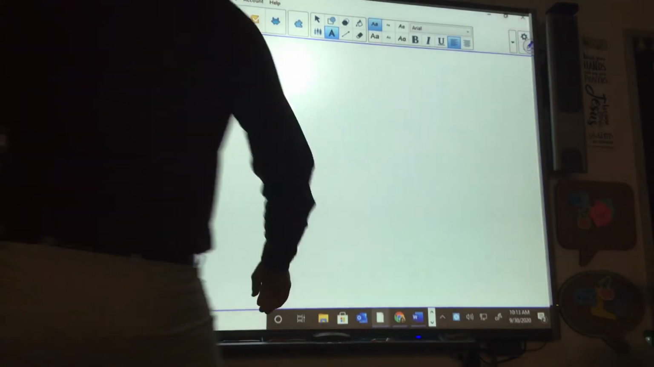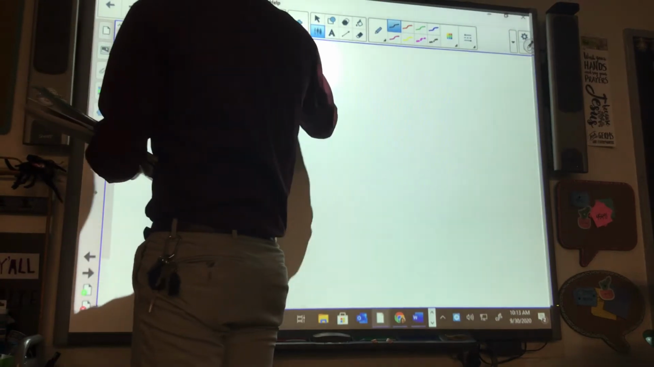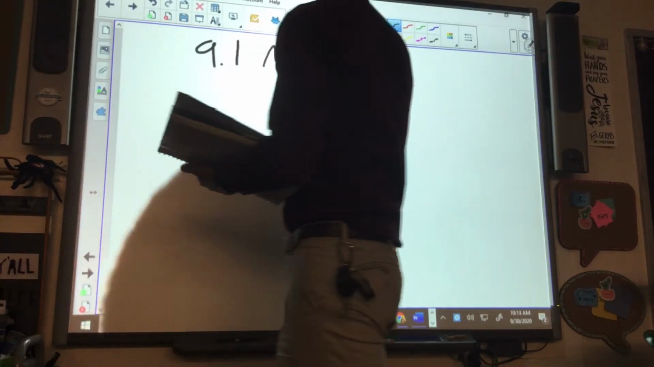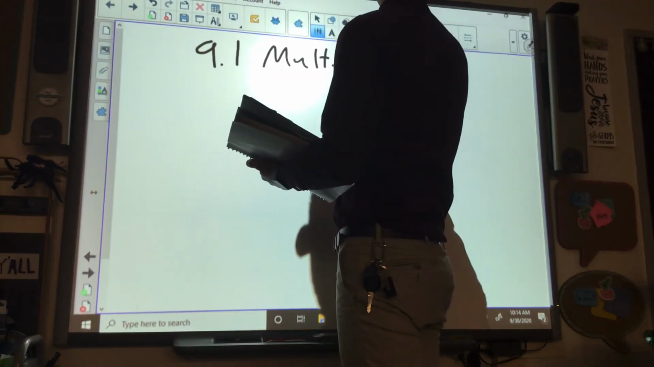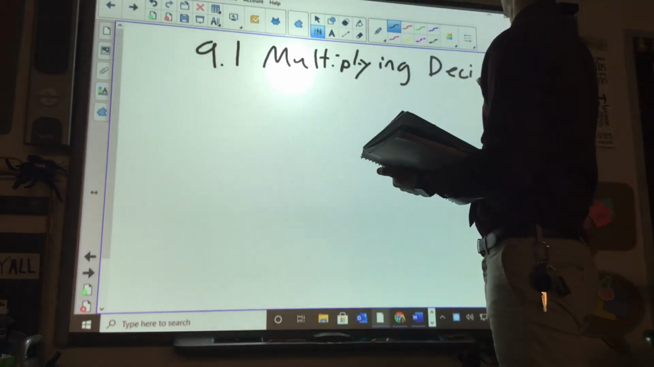All right, so we are on page 36, 9.1, multiplying decimals.